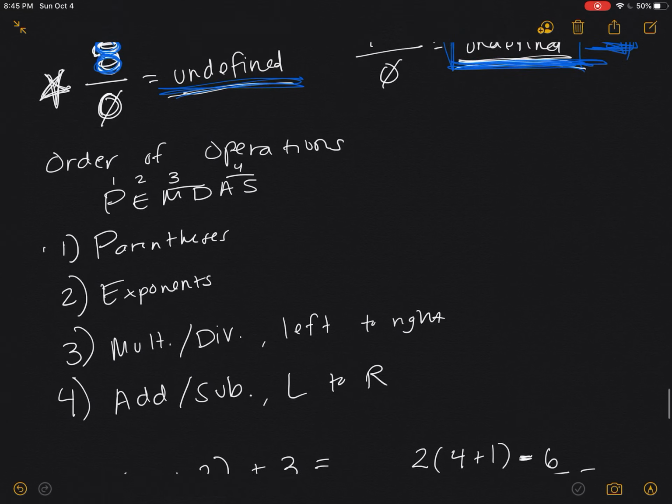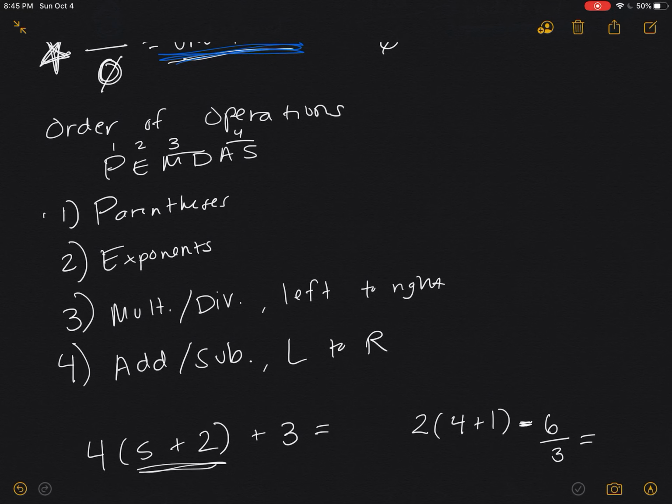All right, so this is our very last one. We're going to do PEMDAS, order of operations. So this is the order that you do math in. Whenever you see a big, long problem, and this goes for all math, right? Whether it's algebra, trigonometry, calculus, whatever, there's the order of operations.